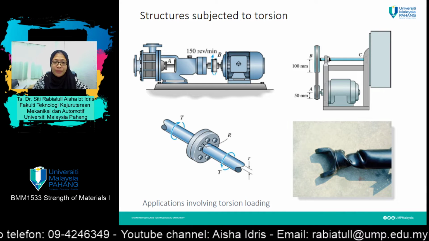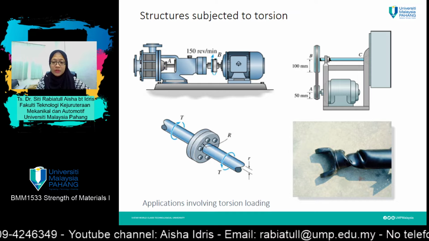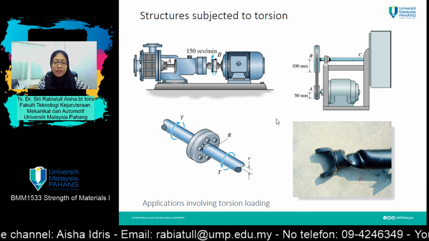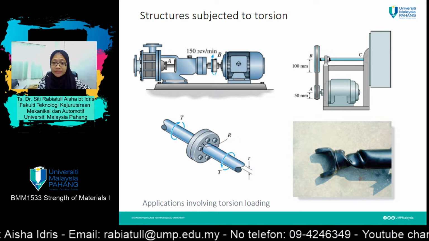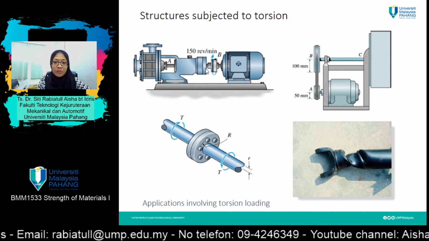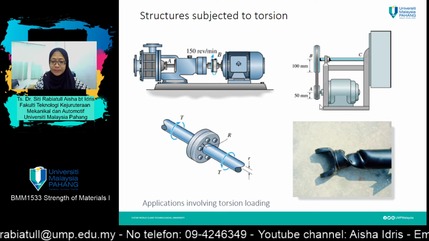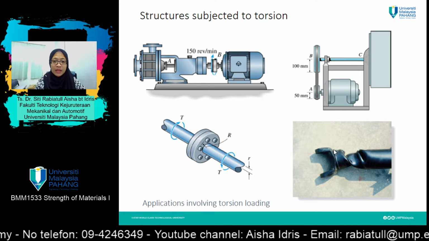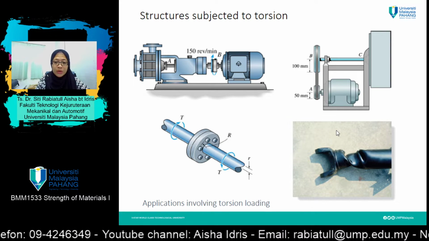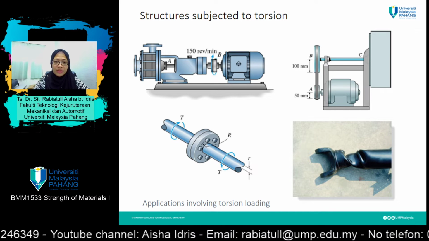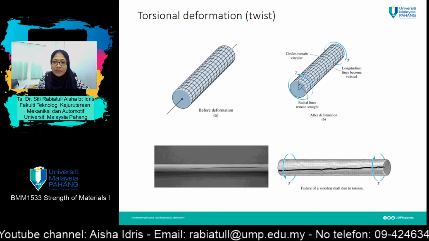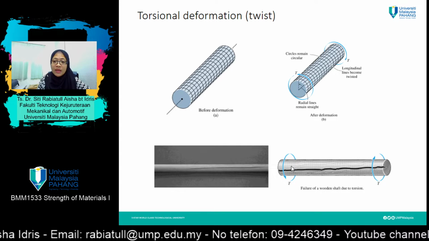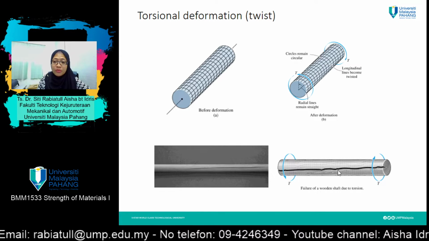These are examples of structures subjected to torsion. You can see what will happen to the bar itself when the torsion loading is applied onto that component. For example, this one is for a pump and this one is for a pulley system. On this figure, you can see the types of failure that happen when torsion loading is applied onto the shaft. And this one will happen to structures made of wood. You can see the failure occurs on the wood.